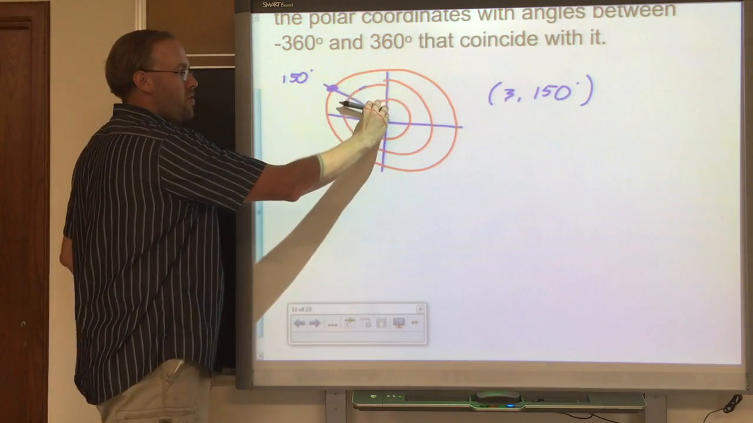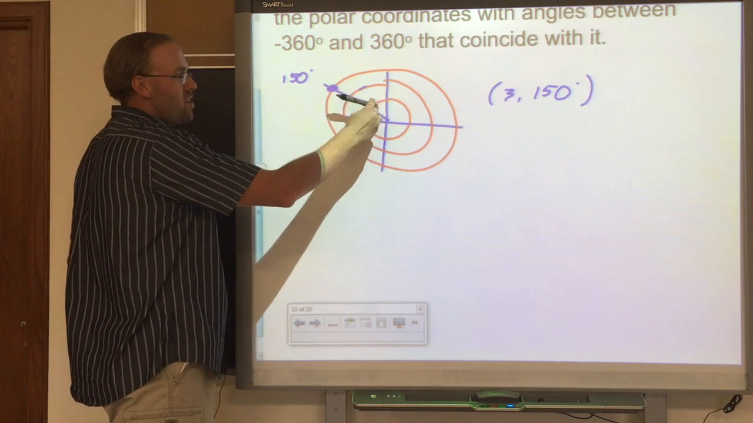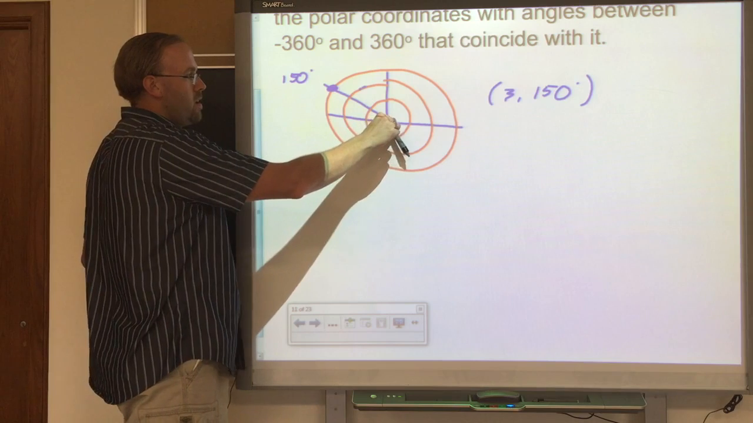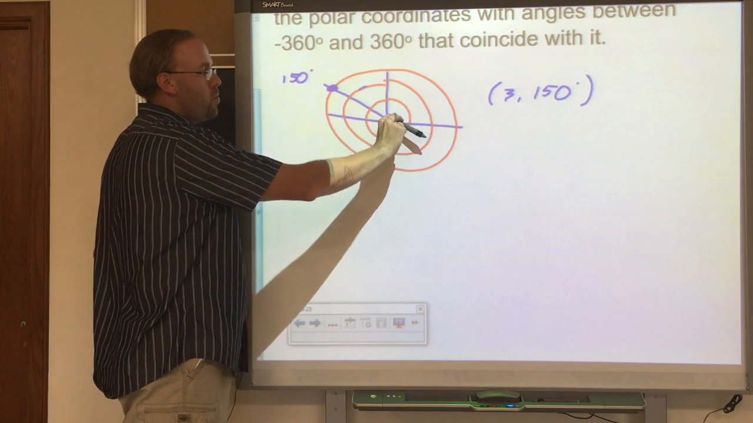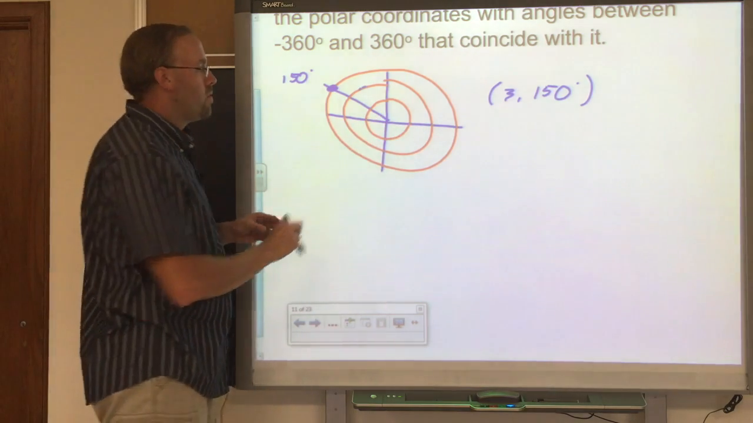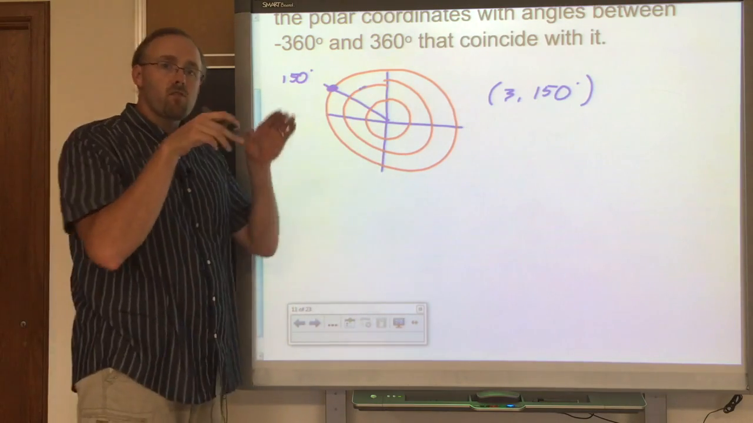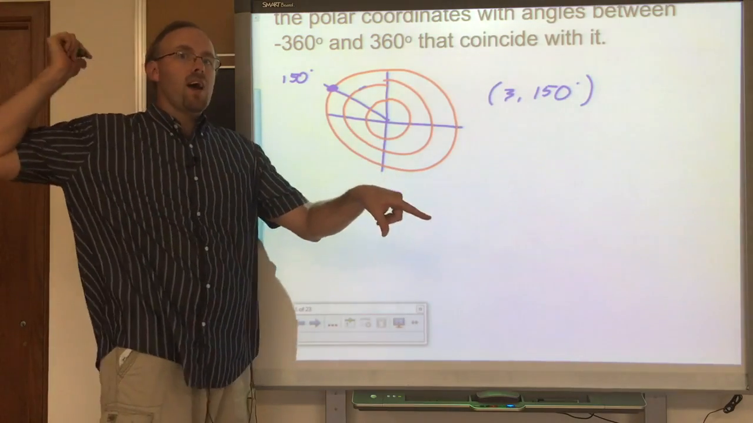Go past 150 to 180. I'm still not pointing at it. Keep going down to 270. Keep going to 360. I'm not pointing at it. However, remember when we talked about when the r value was negative? That means we can be pointing in one direction, but we can back up.